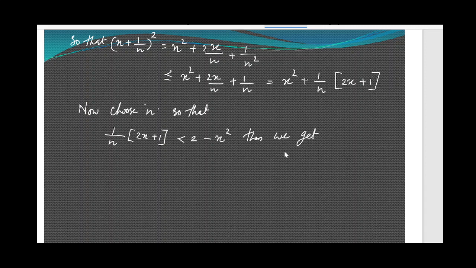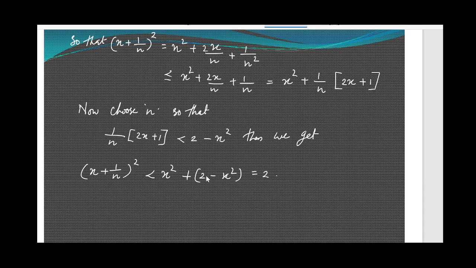Then we get (x + 1/n) whole square. This value is less than x square plus, I can replace this with 2 minus x square, right? Plus 2 minus x square. Now simplifying, I will get this as 2.